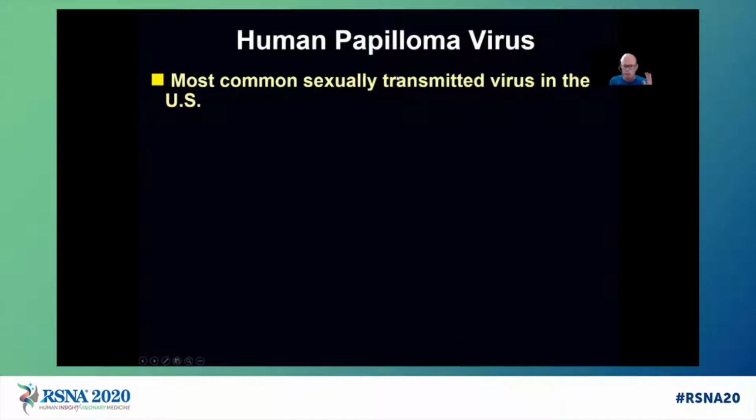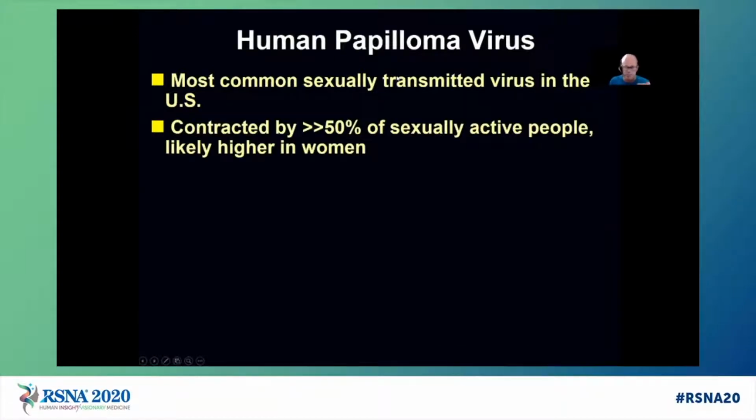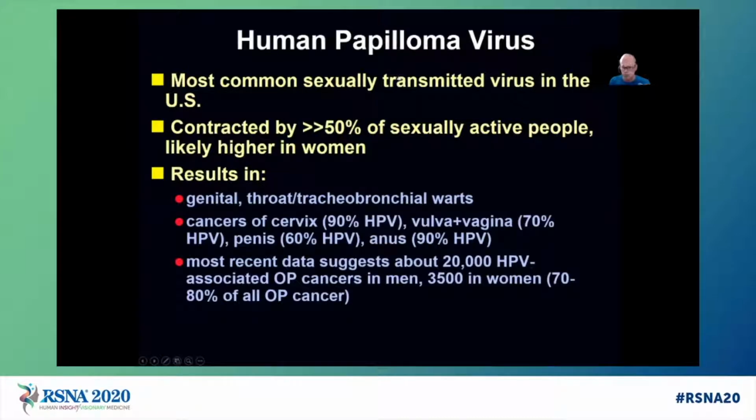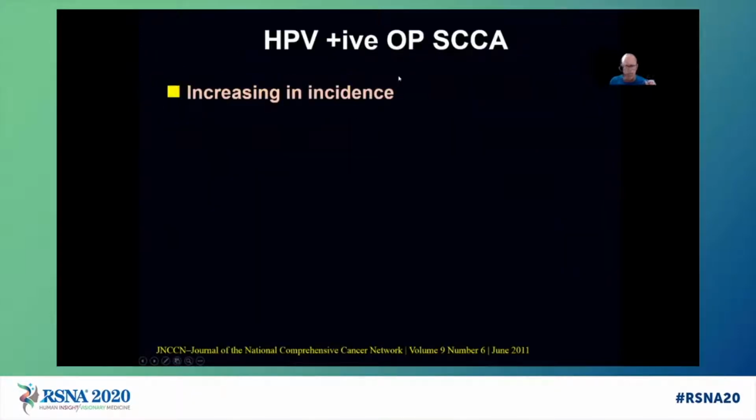So HPV is known to be the most commonly sexually transmitted virus in the United States and around the world, contracted by well over 50% of sexually active people and probably higher in women, and results in a great deal of human suffering. Most recently, data suggesting about 20,000 HPV-associated oropharyngeal cancers in men and 3,500 in women, and this represents 70, or at my hospital, at least 80% of all oropharyngeal cancers.